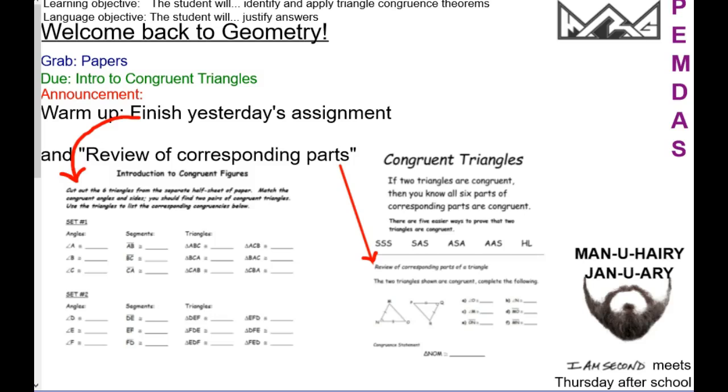Alright, so today we are doing triangle congruence theorems. And again, if you didn't finish yesterday's intro to congruent figures, make sure you finish that and turn it in. That was homework.